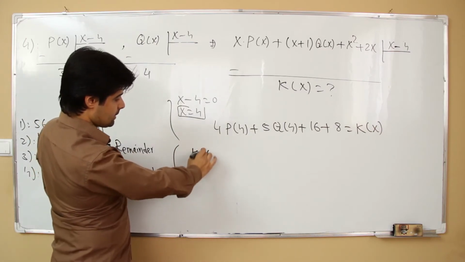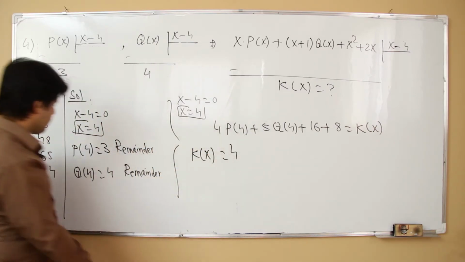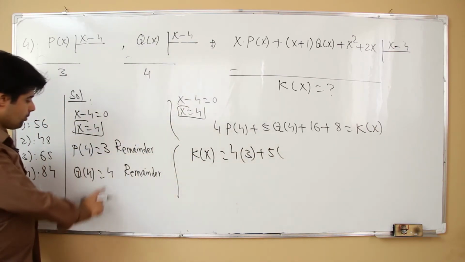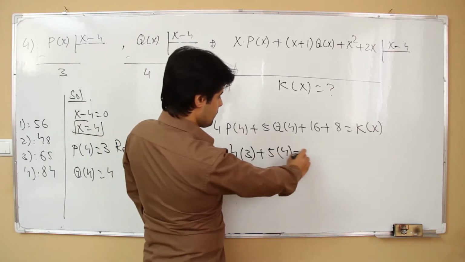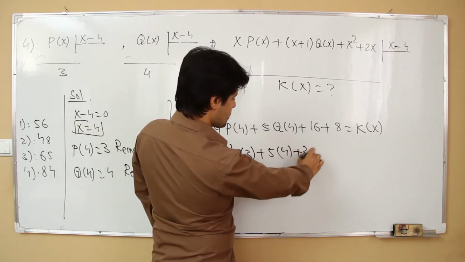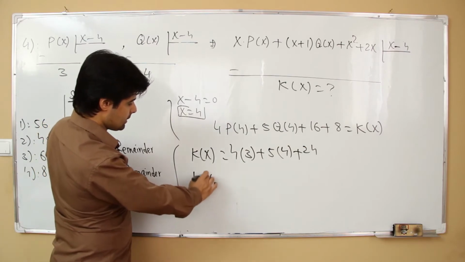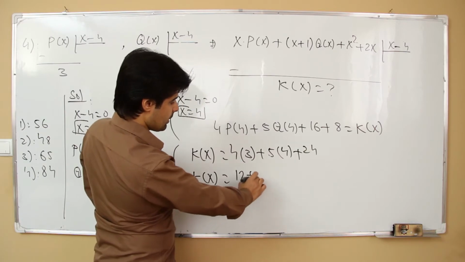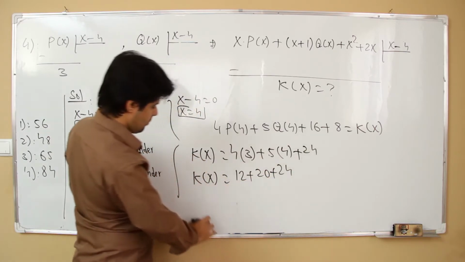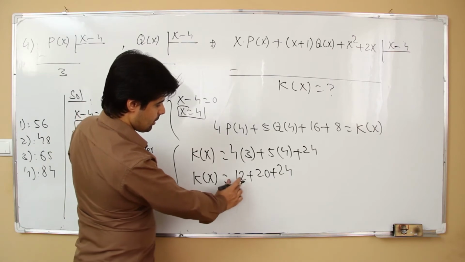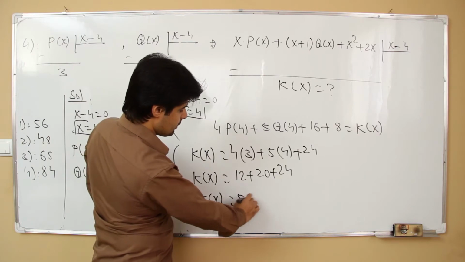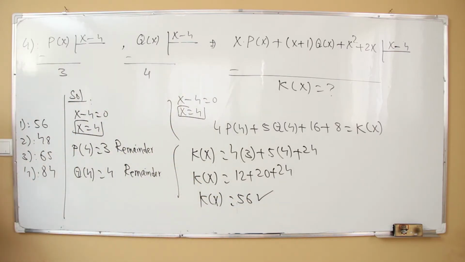Now K(x) is 4 times P(4) plus 5. Instead of P(4), you can put 3 plus 5. Instead of Q(4), it's 4 plus 16 with 8, it's 24. K(x) is 4 times 3, 12. 5 with 4, it's 20 plus 24. Then K(x) is 12 with 20 is 32. 32 plus 24, I think 56. This is the correct answer. Write it, please.